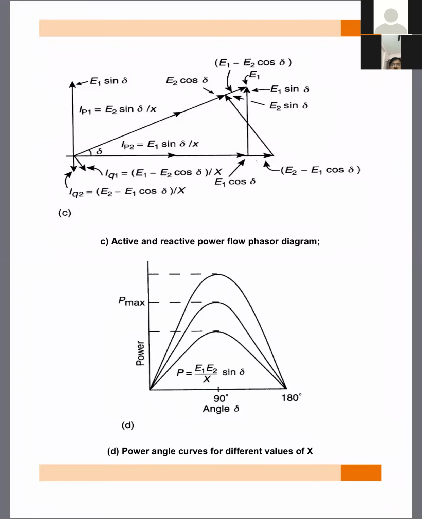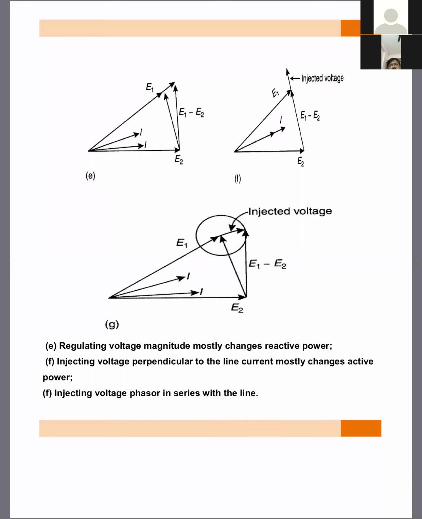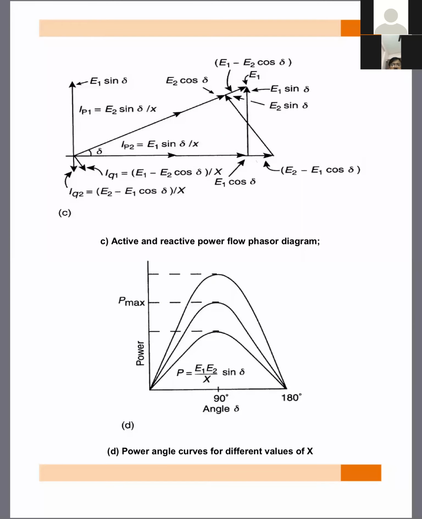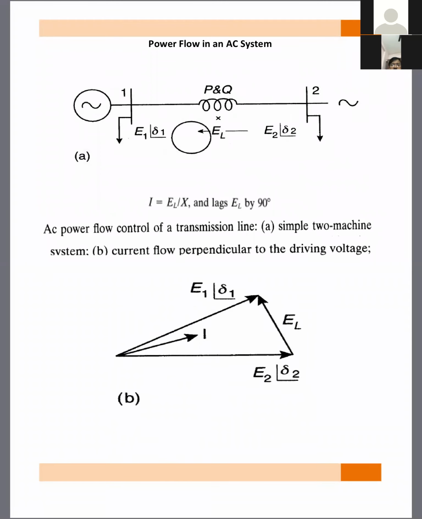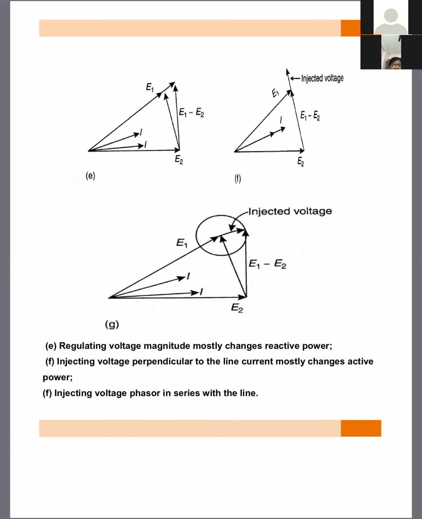Coming to the next slide, here you can see how various FACTS controllers will affect the power flows. It is a simple diagram where we have taken the difference between E1 and E2 as EL. By injecting a voltage here, we inject the voltage in all 3 cases. In the first case, we assume the external injected voltage will be like this.